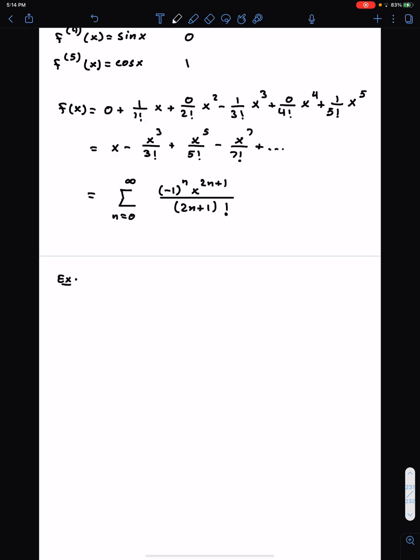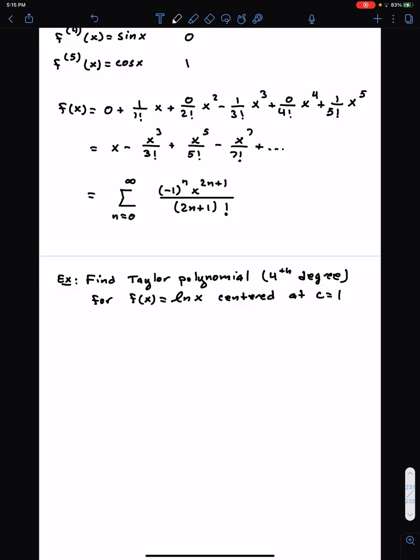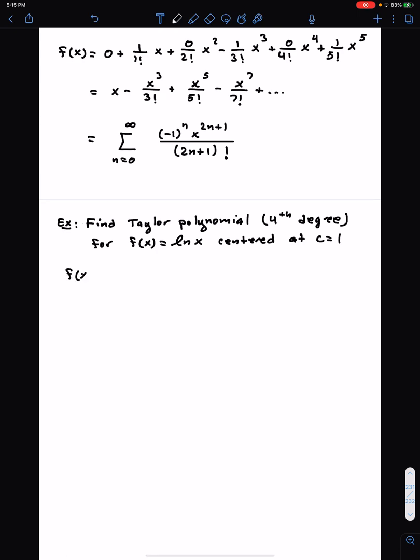Find a fourth degree Taylor polynomial for f of x equals natural log x centered at c equals 1. So the function is natural log of x.